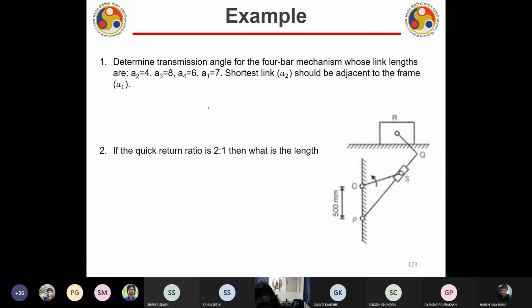Okay, so maybe tomorrow. Determine the transmission angle for a 4-bar mechanism whose link lengths are A2 equals 4, A3 equals 8, A4 equals 6, and A1 equals 7. The shortest link A2 should be adjacent to the frame A1, of course. Who will solve it? All of you please solve, and then raise your hand when you solve.